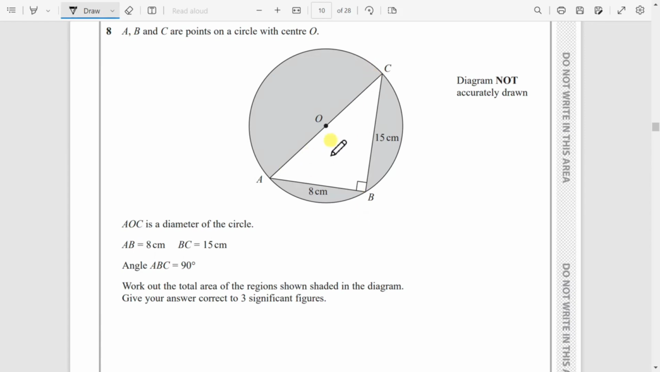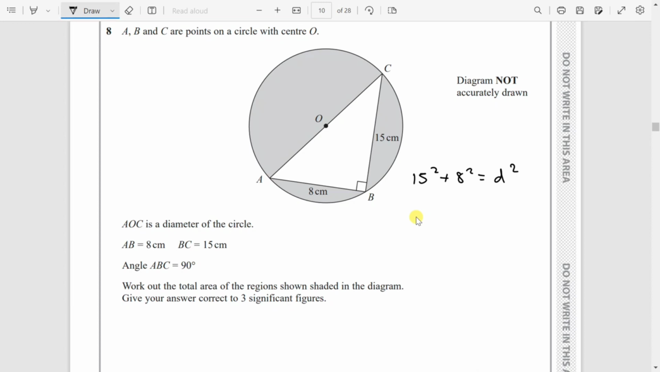This is a right angle triangle. We can use Pythagoras' theorem. And just remember, Pythagoras' theorem is just literally a squared plus b squared equals c squared. So we can say 15 squared plus 8 squared must equal the diameter squared, d squared.